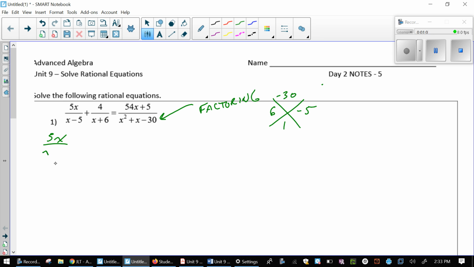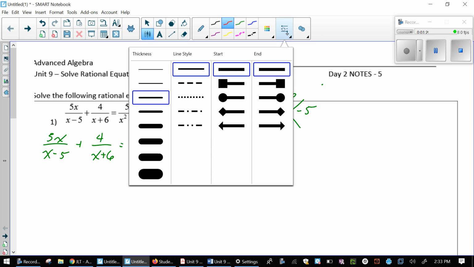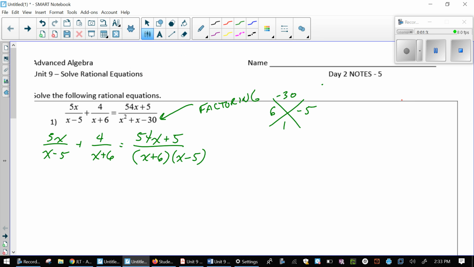We have 5x over x minus 5 plus 4 over x plus 6 equals 54x plus 5 over x plus 6 and x minus 5. All right, now hopefully you are just like me thinking, hey, that is awesome, because each of these binomials are factors of themselves, and we have these two right here. So that's our common denominator, which means all I got to do is multiply this guy right here times x minus 5. And this is the important one, right? So that's going to give us our new equation. This guy right here times x plus 6, and this guy times x plus 6.